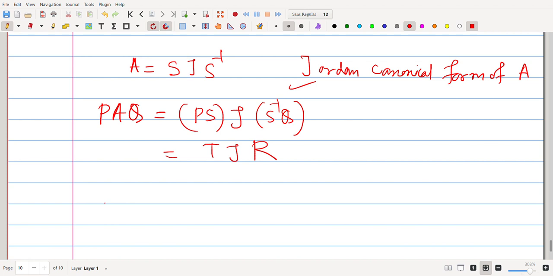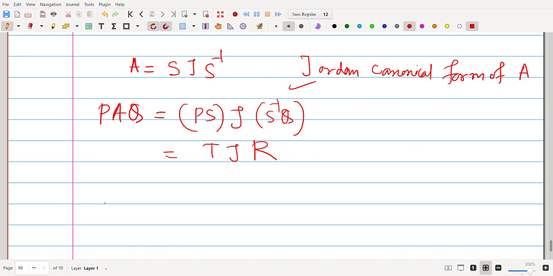If I can write any Jordan form corresponding to the matrix such that there exist two matrices T and R such that TJR has all entries 1, then we are done, because I can take T to be PS and R to be S inverse Q, and then PAQ is the same as TJR, so all entries of PAQ are 1. So it is enough to take the possible Jordan canonical forms in this context, and then show that there exist two matrices T and R such that all entries are 1.